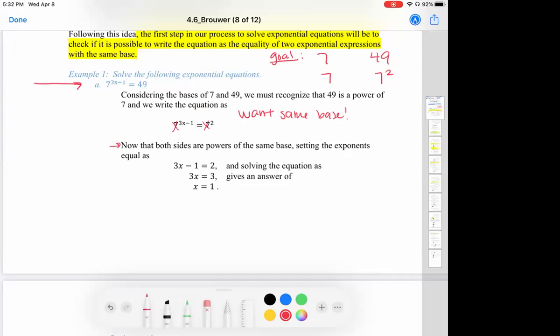So now that both sides are powers of the same base, we can work with only our exponents, setting them equal: 3x minus 1 is equal to 2. And we can solve for x like we usually do, right? So we go ahead and add 1 to both sides, divide by 3 to get x is equal to 1. So in case you need to see the work, we have 3x minus 1 is equal to 2. Add 1, we get 3. And 3x is equal to 3. We divide by 3 to get x by itself. 3 over 3 is 1, so we're left with x is equal to 1. That wasn't so bad, right? We just need to be comfortable with our exponents.